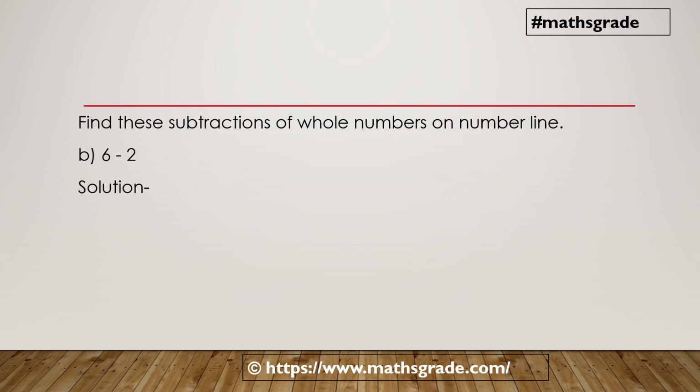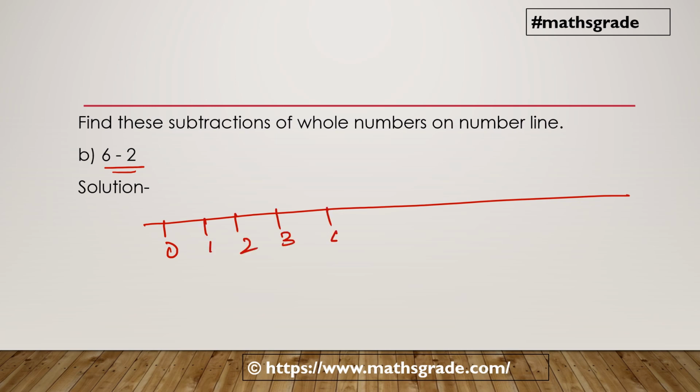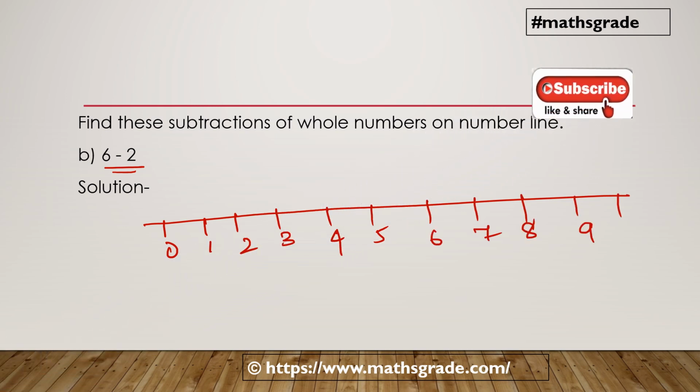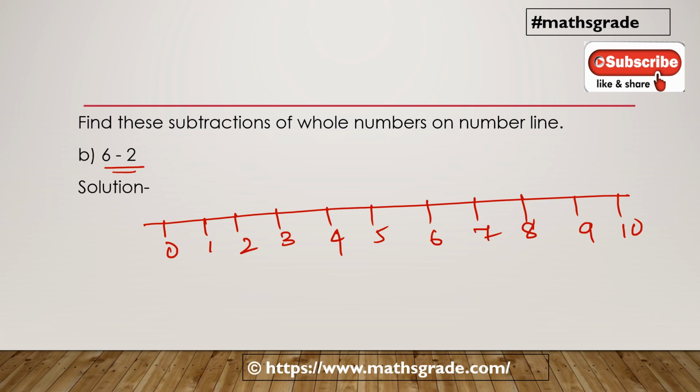Now question number second, bit B, 6 minus 2. Represent the subtraction of whole number 6 minus 2 on the number line. First draw the number line starting from 0, 1, 2, 3, 4, 5, 6, 7, 8, 9 and 10. Starting from 0, move 6 units, that is 0 to 6.